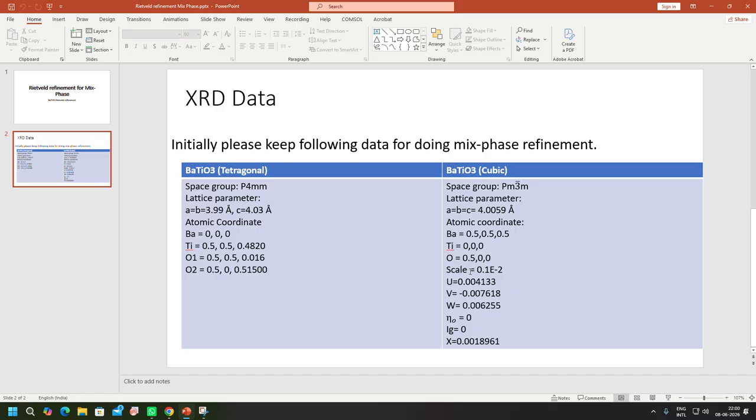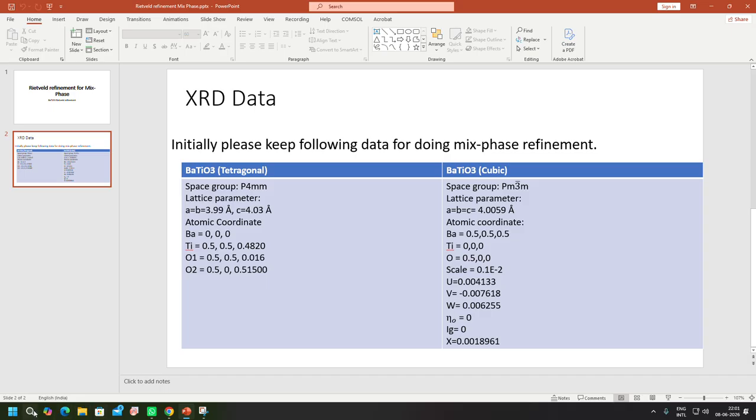After that, when you add the other phase, try to remember or note these parameters, which you have to initially give to initiate the refinement process: scale, U, V, W, eta 0, and X. Here I am just telling you that we are taking the peak shape as pseudo-Voigt. Okay, so now I'm going to start.